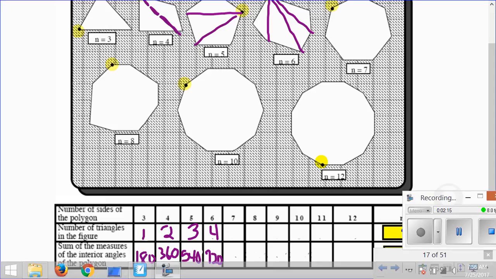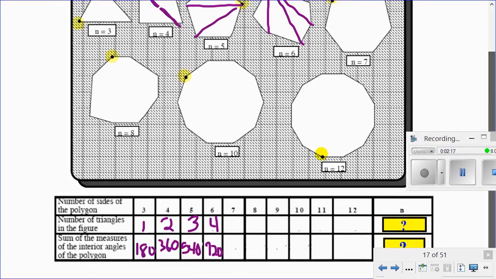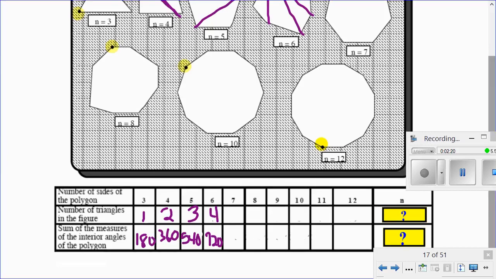Okay, so let's generalize a little bit here. If we have n sides, how many triangles would there be? Well, when there were 3 sides, there was 1 triangle. When there were 4 sides, there was 2. When there were 5 sides, there were 3 triangles. When there were 6 sides, there were 4. As you can see there's a pattern. There are always 2 fewer triangles than there are sides. So I'm going to take the number of sides, which we're calling n, and subtract 2.